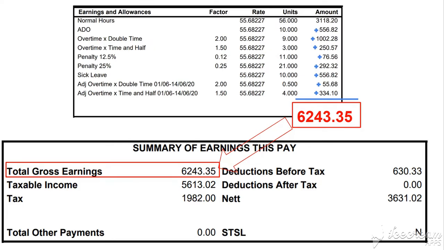So there you have it. I made $6,243.35 this pay cycle, which in other words is my total gross earnings.